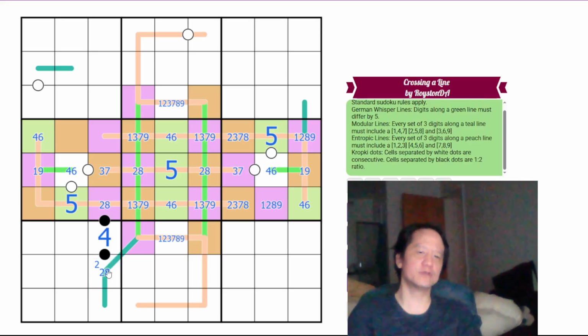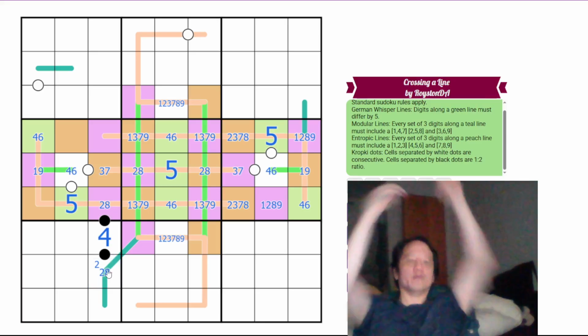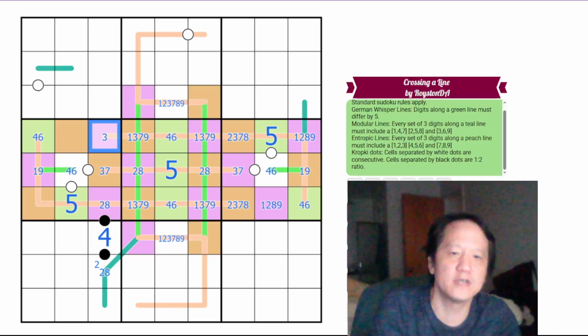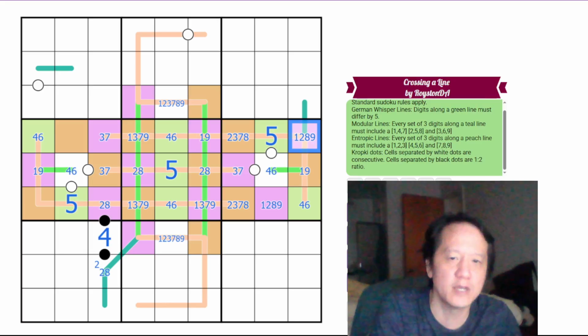Why did we know this couldn't be 1? Oh, because it can't be 1, 2, and 4 here. This is then the pink 3, 7. So this can't be pink 3, 7. This is the pink 1, 9, which means this can't be the pink 1, 9. This is the pink 2, 8, which forces this to be the pink 1, 9, which means this can't be the pink 1, 9. It's the pink 3, 7.